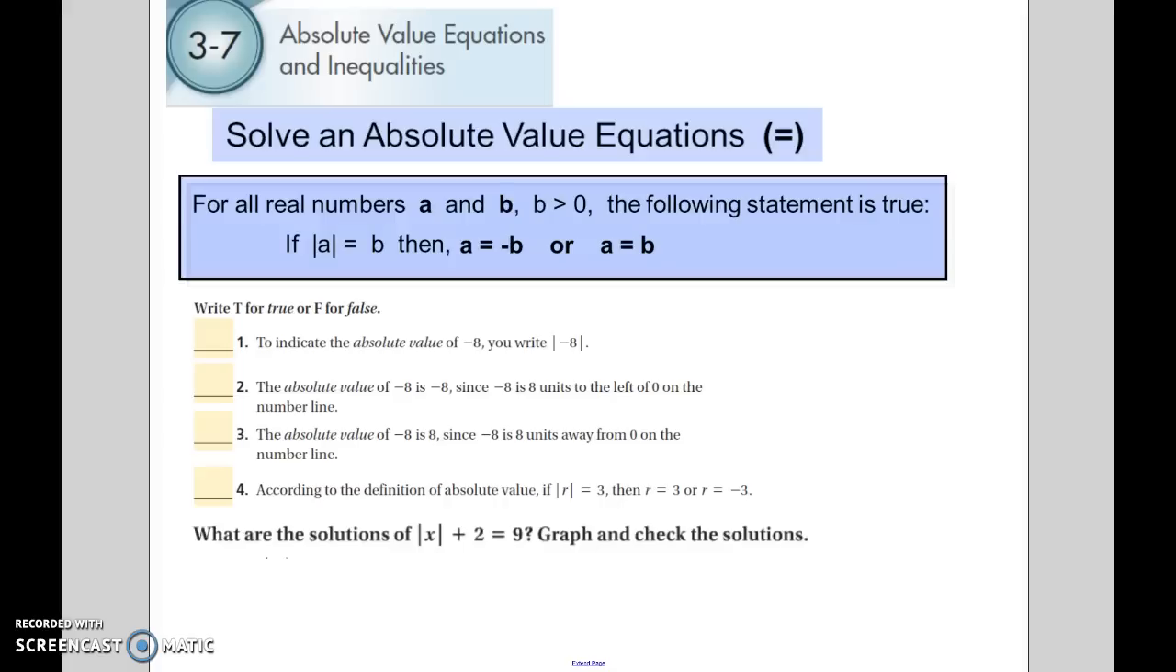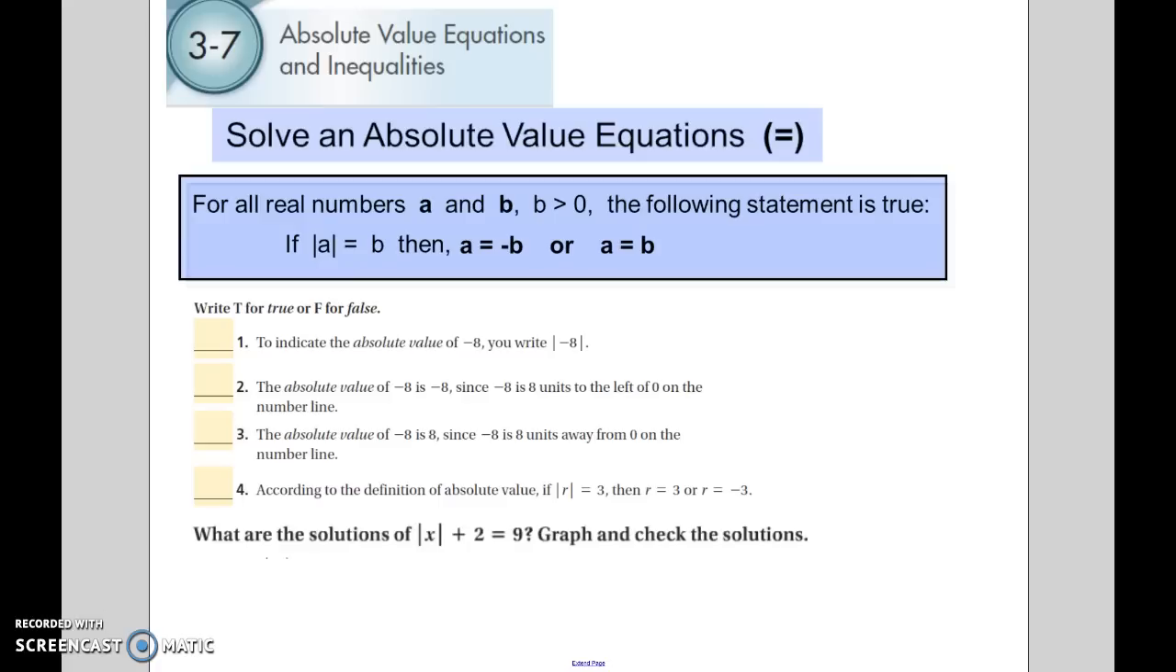Hi everyone, today we're looking at 3.7, which is absolute value equations and inequalities. When you are looking at absolute value equations, there are a couple of things that you have to remember. So let's look at some of these true and false and see what you remember. Take a second, try to answer them, true or false, and then we'll go over the answers.